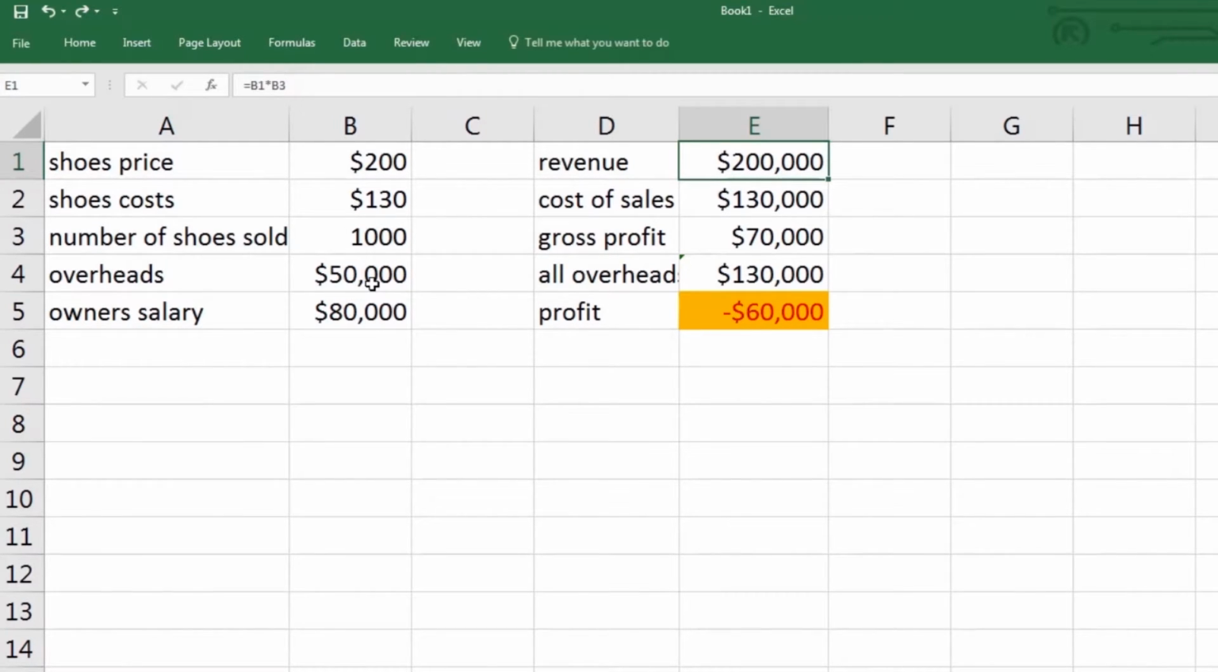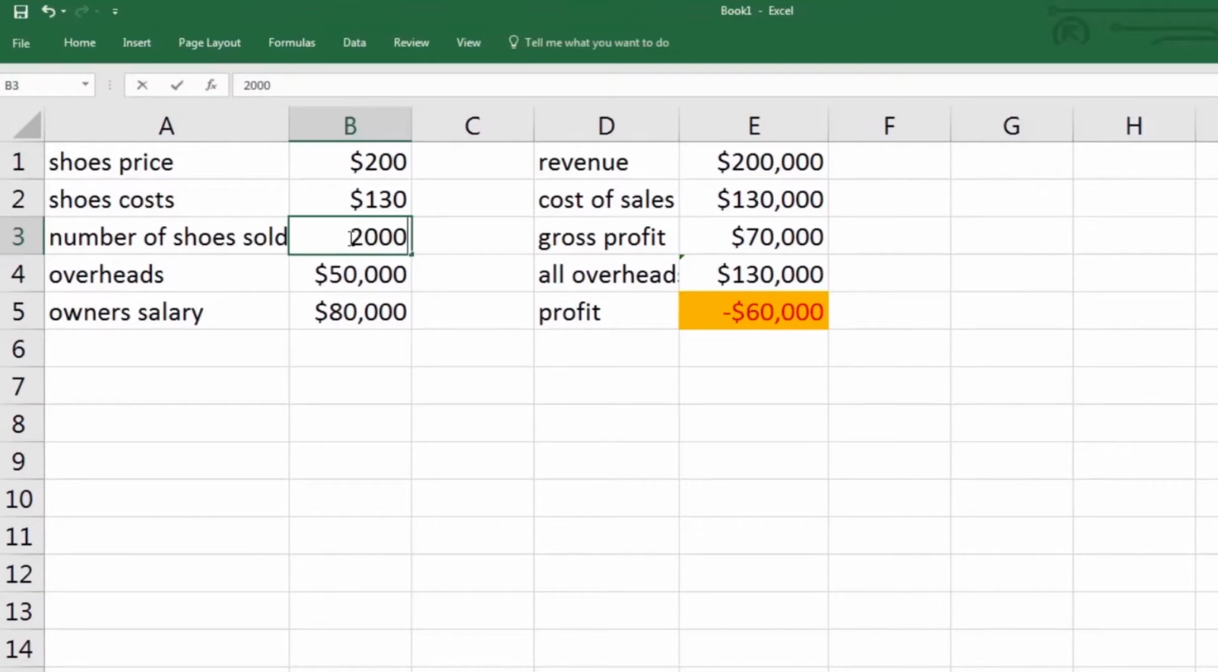So given that the overheads are fixed and the owner's salary is fixed and those things are fixed, let's ramp up the number of sales and see what that does to the profit. So I'm going to double the sales from 1,000 to 2,000. And all of a sudden now we are making a modest profit. But the revenue, of course, has gone up to 400,000, so the profit is still nowhere near 10%.